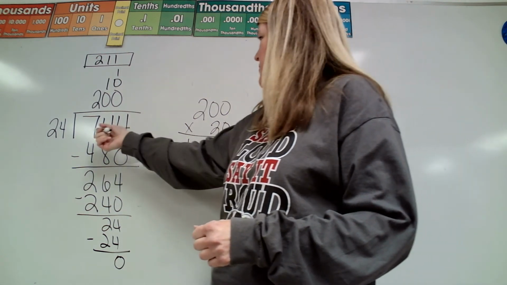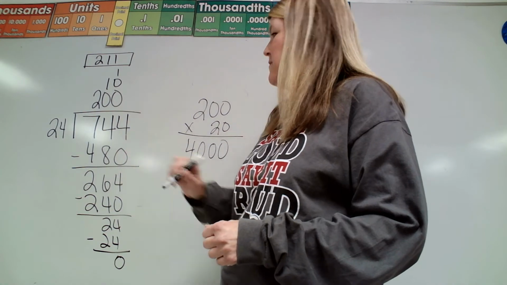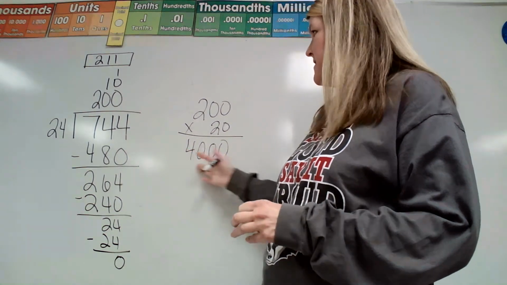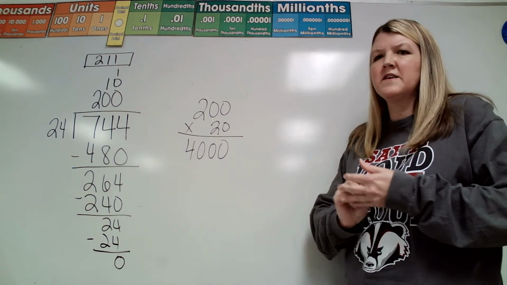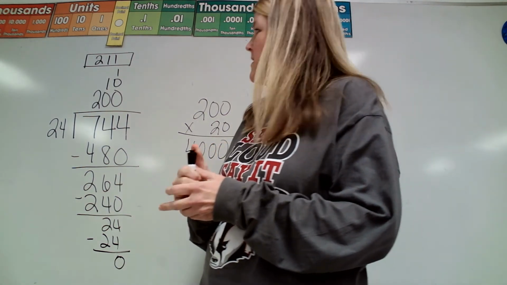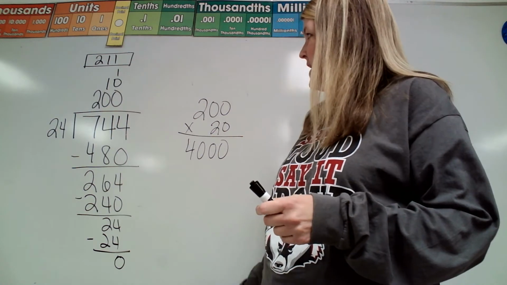I should have got something close to 744 if it were correct. And 4,000 is a whole lot more than that. So I know somewhere I've made a mistake. So hopefully you have already figured out the mistake. So I'm going to see if I can figure it out now.